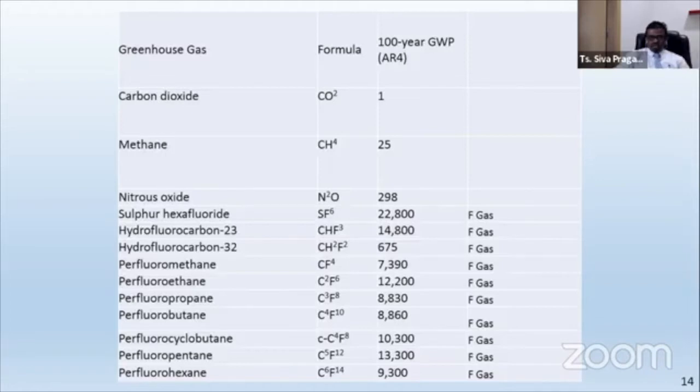But of course, sulfur hexafluoride is something that is very rare. It used to be used in tennis balls before to get bounciness. Even Nike Air was using sulfur hexafluoride before to give a fantastic effect on the Nike shoes. They stopped using it because of the detrimental effects to the environment. So as you can see, all the different types of gases and their effects. Yeah, so we have a general idea of what global warming potential is.